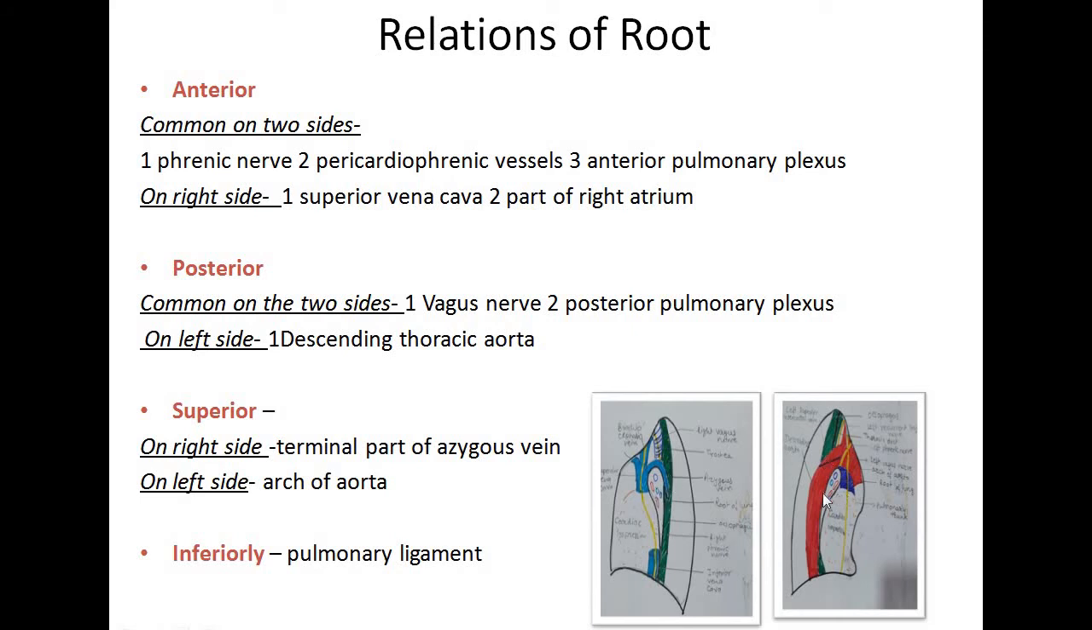Posteriorly, the relations which are common on both sides are the vagus nerve and posterior pulmonary plexus of nerves. While on the left side, the descending thoracic aorta is related to the posterior aspect of the root of lung. Superiorly, the right root of lung is arched by the terminal part of the azygous vein, while here the arch of aorta is above the root of lung on the left side. Inferiorly, the pulmonary ligament is the relation. So this is about the relations of the root of lung.